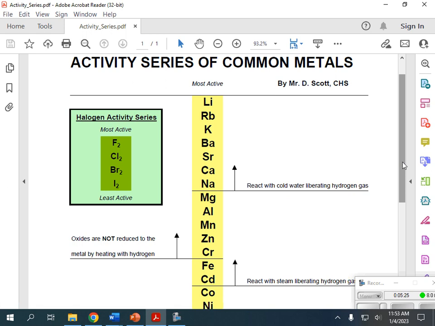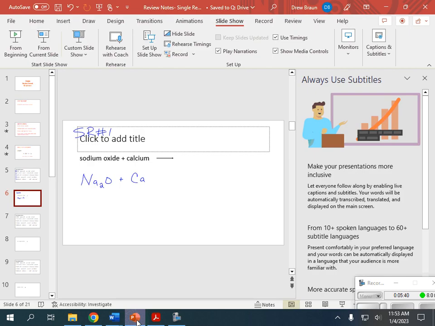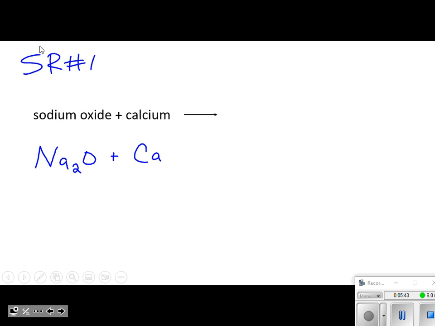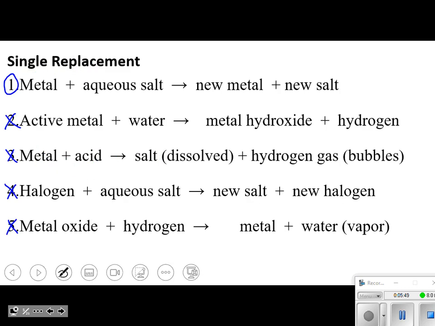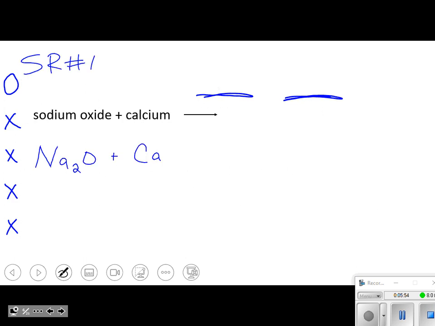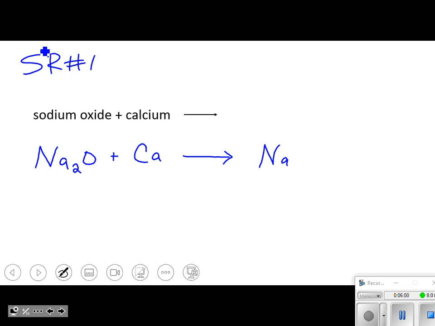Well, look right here. Who's more active? Calcium. So will calcium replace sodium? Yep, absolutely. So when I come back here to my PowerPoint, my calcium's going to replace sodium, so I know it's going to work. So I'm going to get a new metal and a new salt. Well, I'm going to start off with my new metal because I know my new metal is going to be sodium.